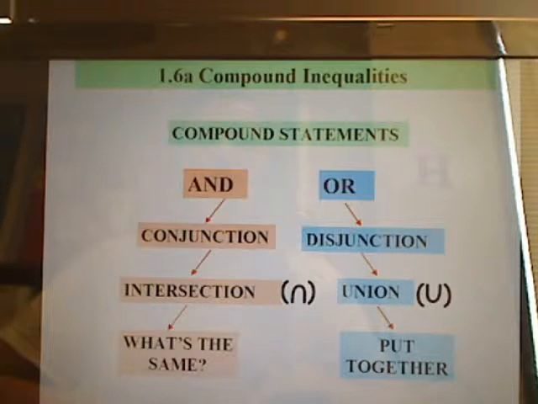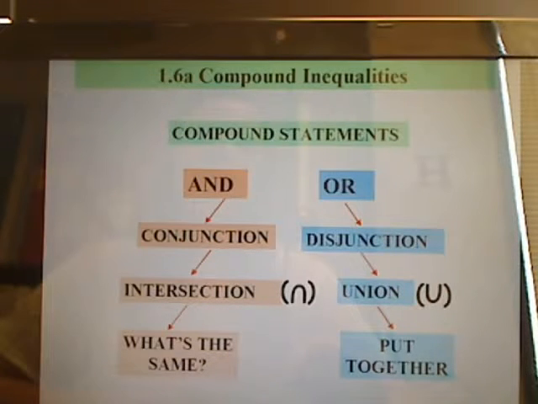If you have an and, it is called a conjunction or an intersection. I've forgotten, I believe your book calls them intersections. When I was in school, they were called conjunctions. And when you're looking at those problems, basically you're looking for what is the same in their solutions.